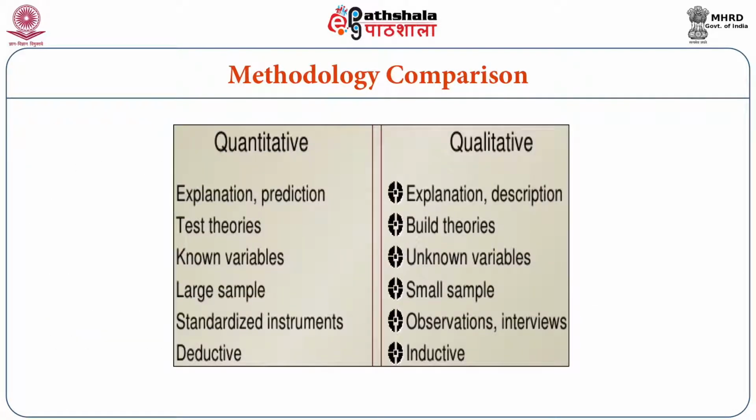Now if you compare the two, you will find that in quantitative research, explanation and prediction are there. In qualitative, explanation and description are there. Here we are testing theories, on the other hand we build theories. Known variables are there in quantitative, unknown variables are there in qualitative. Quantitative has large samples while qualitative has small samples. Quantitative uses standardized instruments while qualitative uses observations, interviews and questionnaires. So quantitative is deductive and qualitative is inductive.